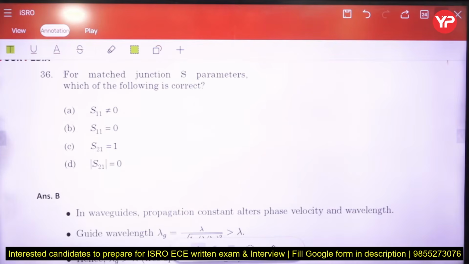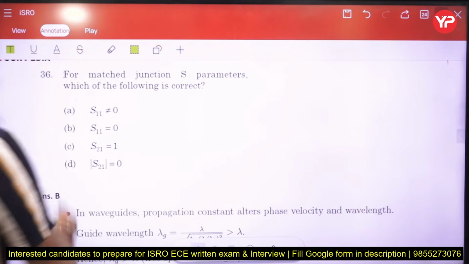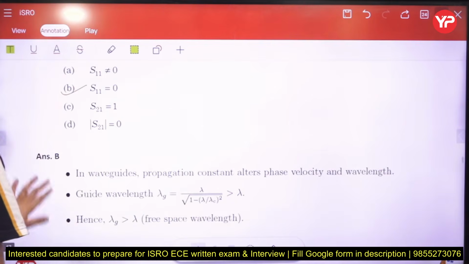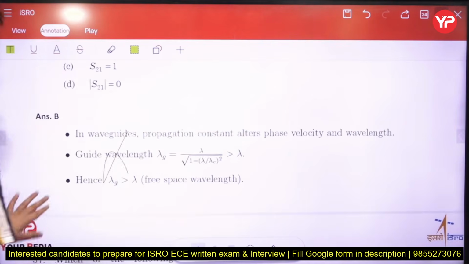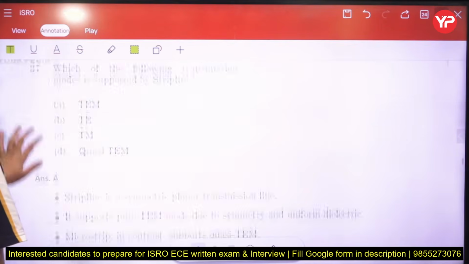Okay, for a match junction S parameter, which of the following is correct? See, basically this S11, S22 will represent the reflection coefficient. Whenever you have a match line, match means your reflection coefficient should be 0. So S11 will be 0. So you should remember that S11 is 0.